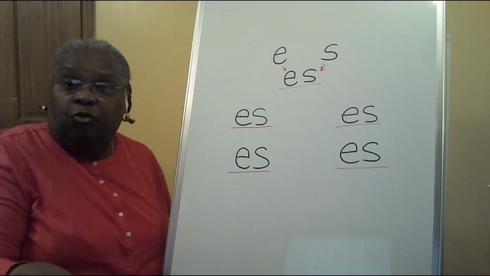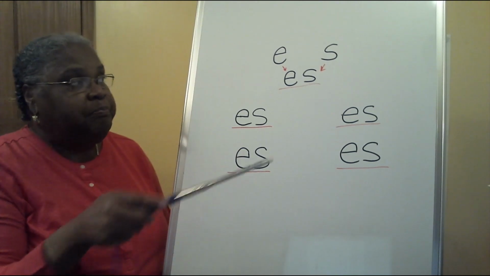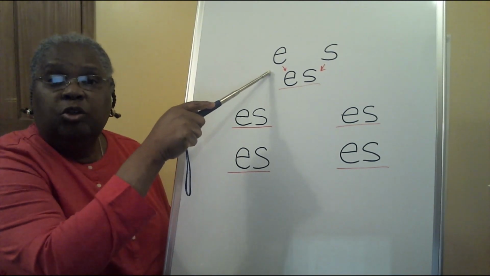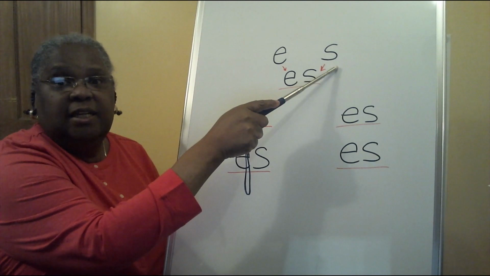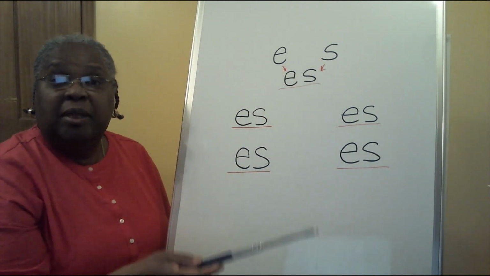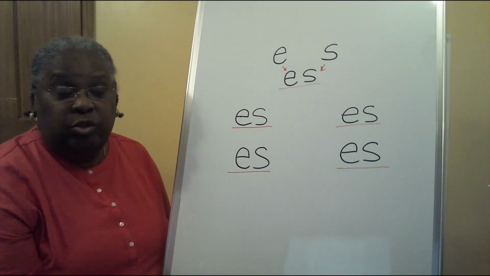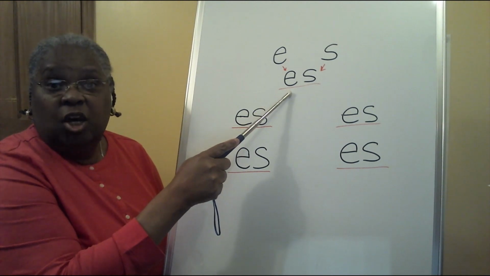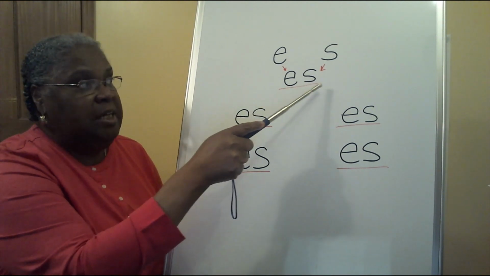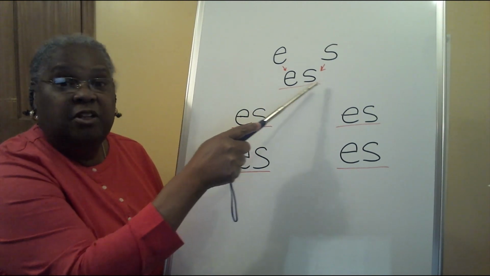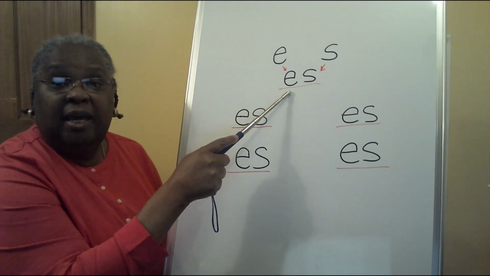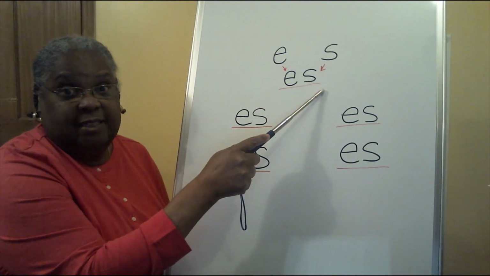Let us begin forming the first word. Today, we will use the vowel E with the consonant S to form the blend that we will use to form words. As you can see, we use the vowel E and we put the consonant S at the end of the letter E to form the blend ES.